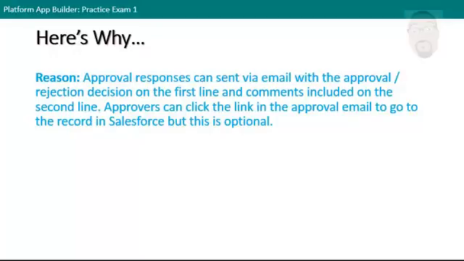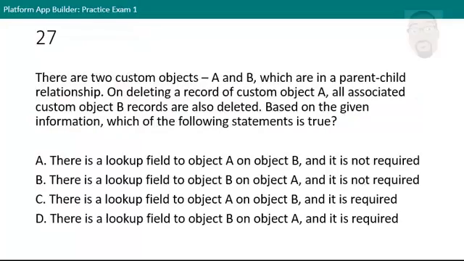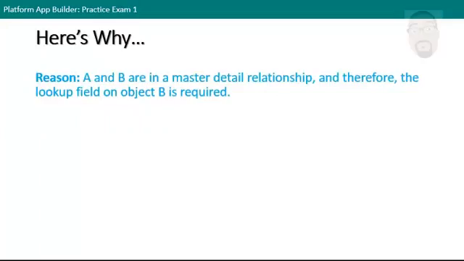There are two custom objects A and B, which are in a parent-child relationship. On deleting a record of custom object A, all associated custom object B records are also deleted. Based on the given information, which of the following statements is true? There is a lookup field to object A on object B, and it is required. A and B are in a master detail relationship, and therefore, the lookup field on object B is required.